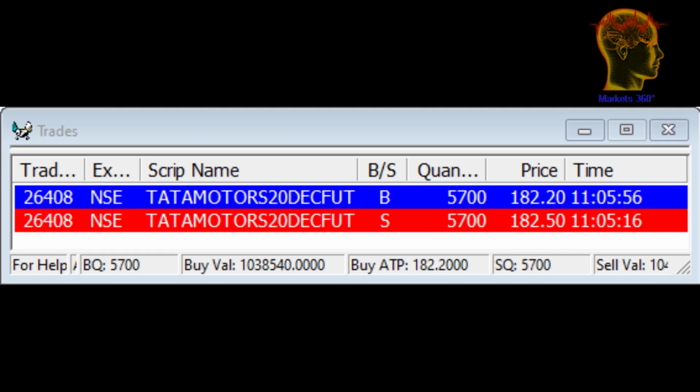This is the trade time log. It's your digital footprint in the sands of time of your trading session. I pressed shorts at 5 minutes past 11 and 16 seconds at the price of 182.50. And I squared up at 182.20, which is a gain of 30 paise per share, at 11:05:56. That's right, exactly 40 seconds after entering this trade.